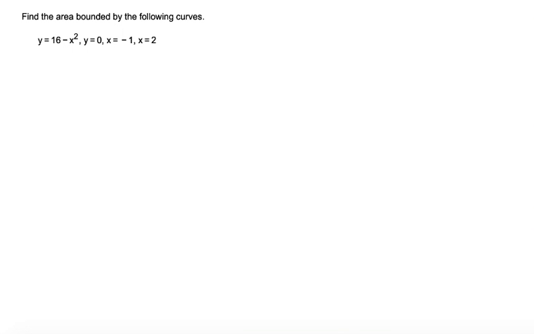Here we have another find the area bounded by the following curves. So we can draw a quick little picture. We know that it's going to be a negative x squared, so that means it's a parabola opening down, but the y-intercept is 16, so that would be positive, so it's going to look something like this.